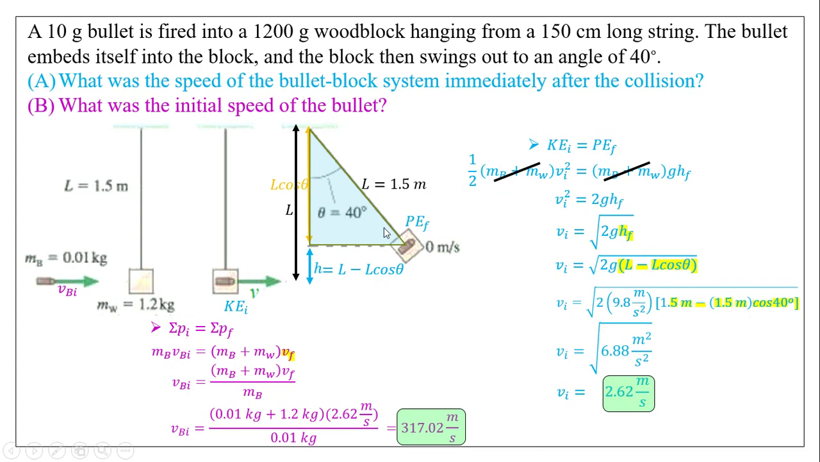So overall, to recap, in order to find the original launch speed of the bullet, you had to use conservation of energy after it collides, and then you had to use conservation of momentum just when it collides.